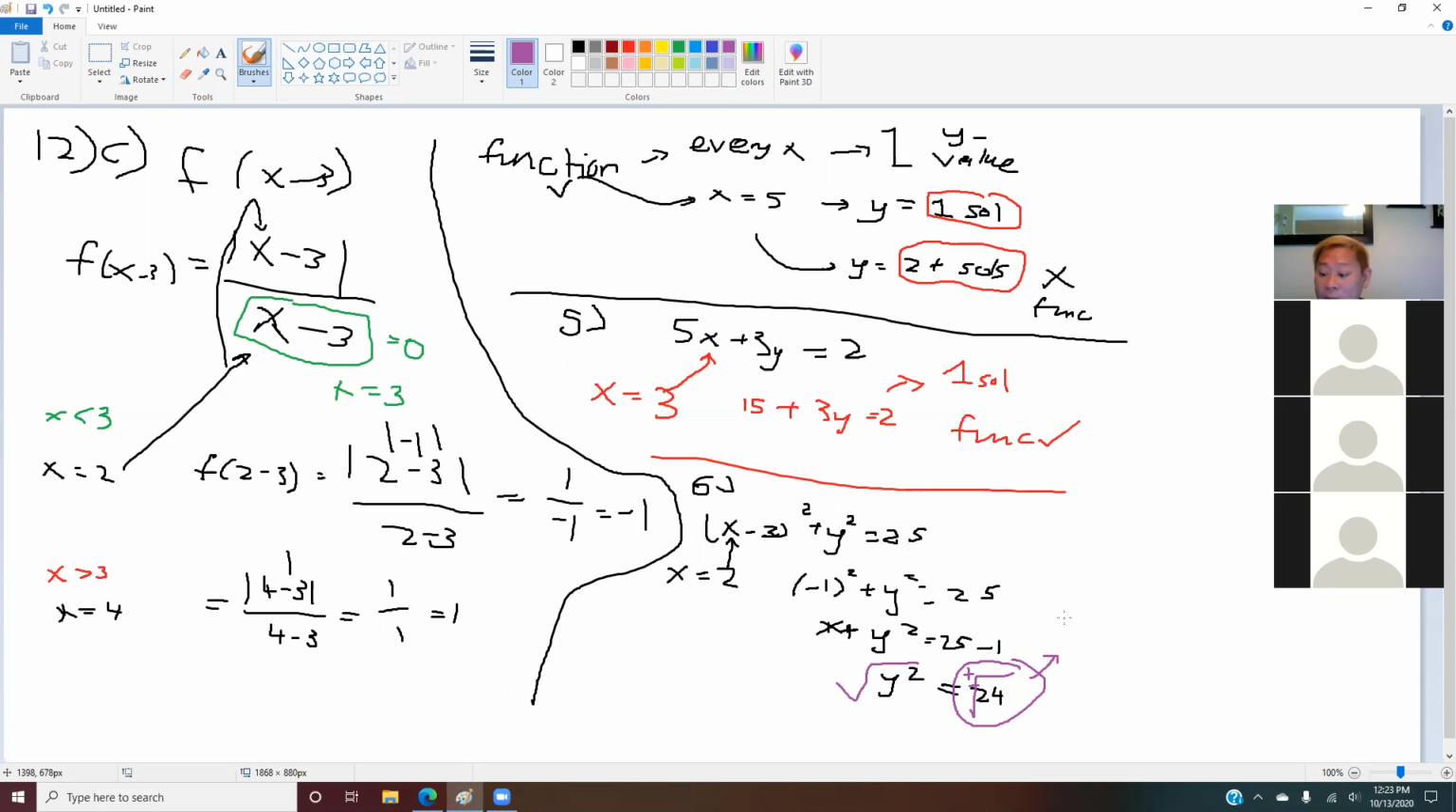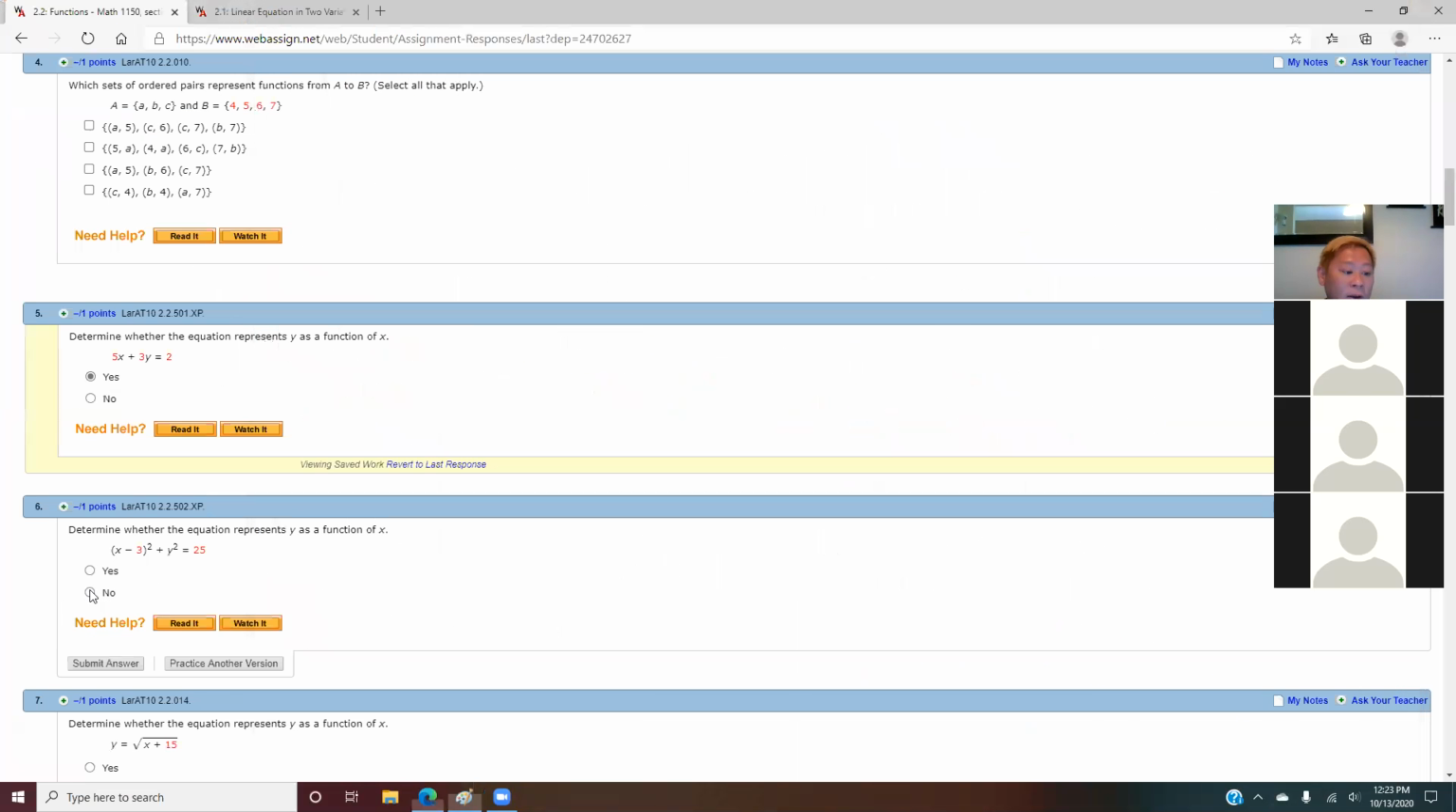You will have how many answers? Because of the plus and minus, you have 2 answers. Yep. So is this a function? This is not a function. So in this case, it's not a function.